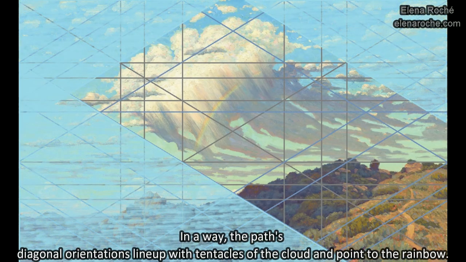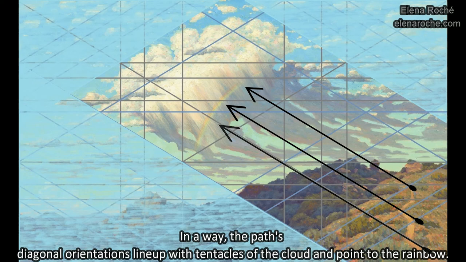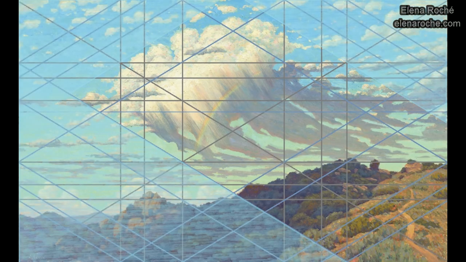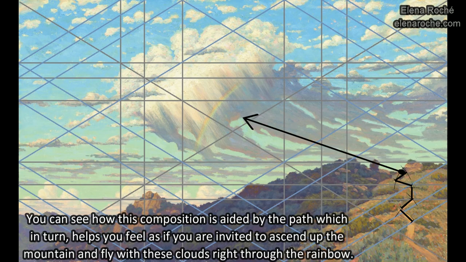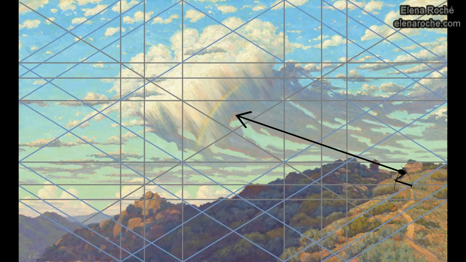In a way, the path diagonal orientations line up with the tentacles of the cloud and point to the rainbow. You can see how this composition is aided by the path, which in turn helps you feel as if you're invited to ascend up the mountain and fly with these clouds right through the rainbow.